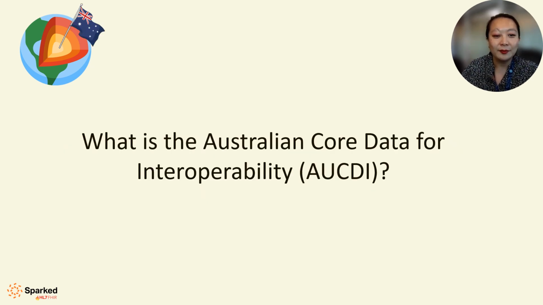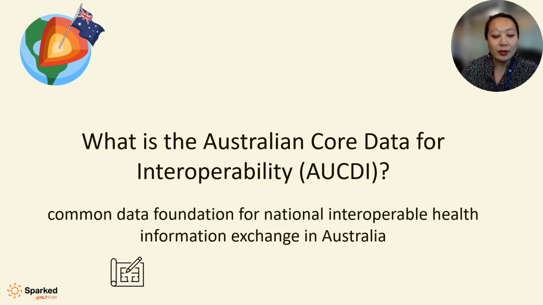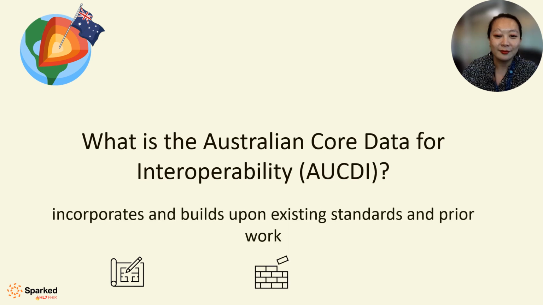Speaking of Australia, we have just published the first release of the Australian Core Data for Interoperability. The Australian Core Data for Interoperability, the AUCDI, describes and defines a set of data groups, each comprising one or more data elements, to form a common data foundation for national interoperable health information exchange in Australia. It incorporates and builds upon existing standards and prior work from national and international programs and initiatives.